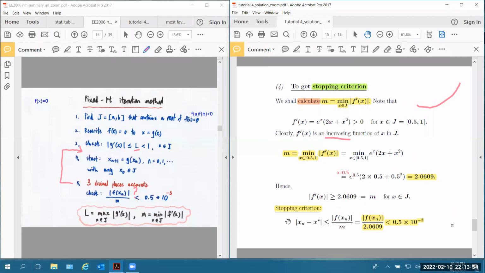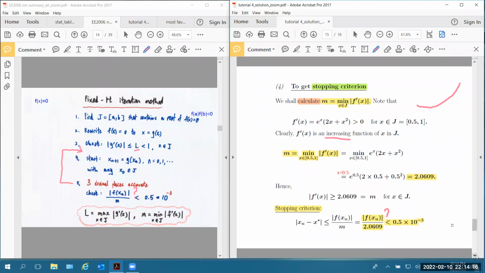And that gives you the stopping criteria. All right, so your absolute value is less than or equal to this. This is your small m. And once again, you want to check. Although you put less than, actually you're not sure. So every time you need to check, is it less than 0.5 times 10 to the power minus 3?